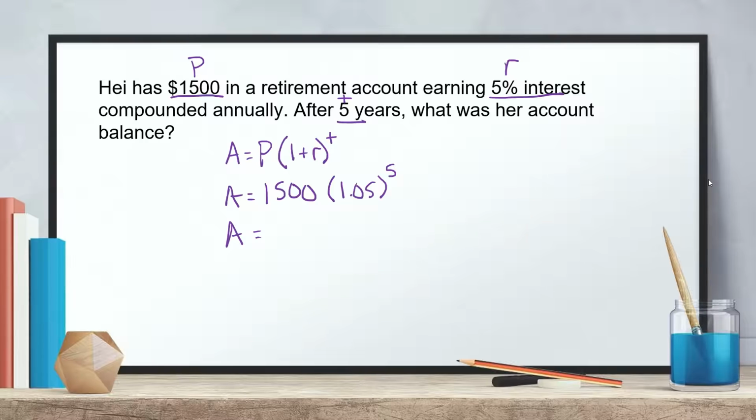So you should have got $1,914 and 42 cents. That's our total, and it asks for that. So our total after 5 years is $1,914.42.